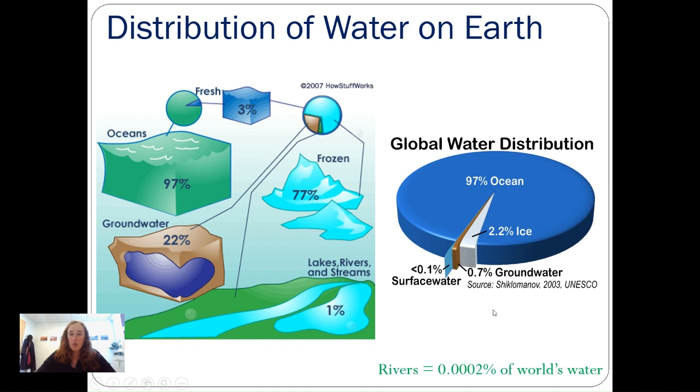So if you look at the total distribution of water around the globe, 97% is ocean water, 2.2% is frozen in ice, 0.7% is groundwater, and then less than 0.1% is surface water. If we just consider rivers, which is probably the fresh water that you interact with most, because you see it and you drive by rivers and streams, assuming you look at them, then rivers are only 0.0002% of the world's total water. So when we talk about water and like drinking water, we don't actually have an immense reusable supply of water on Earth.